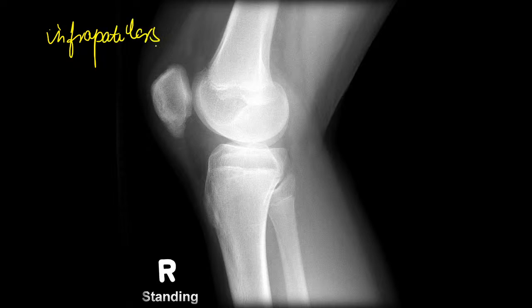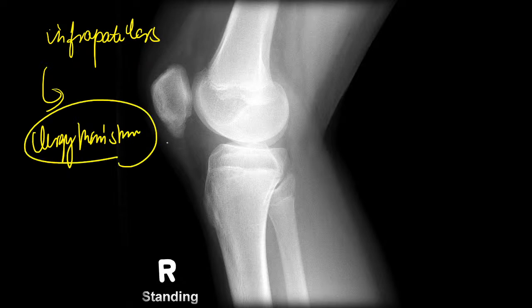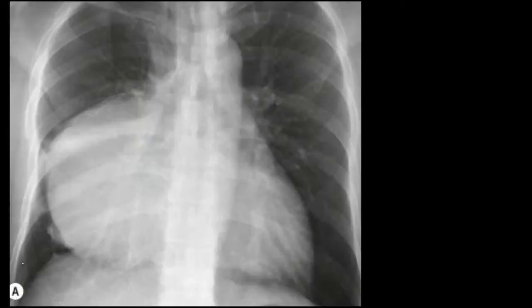Okay, you can also see infrapatellar bursitis in these patients, and this is what we call as clergyman's knee. Okay, in which you are going to find inferior beaking in the lower border of the patella.